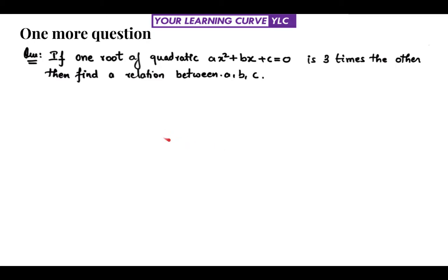If one root of the quadratic ax square plus bx plus c is 3 times the other, then you have to find a relation between a, b and c. I suggest you pause the video, try the question on your own and then you can see the solution.